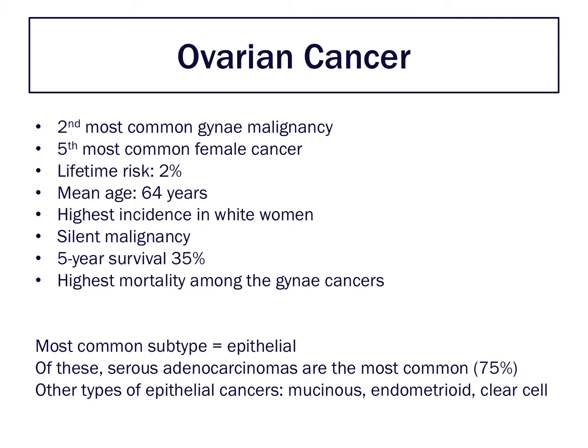And in ovarian cancer, the most common subtype are the epithelial cells, and of these, it's the serous adenocarcinoma which are most common. Other types of epithelial cancers include mucinous, endometrioid, and clear cell.